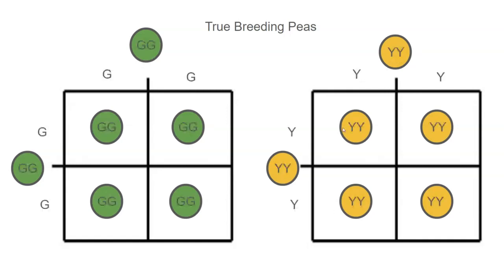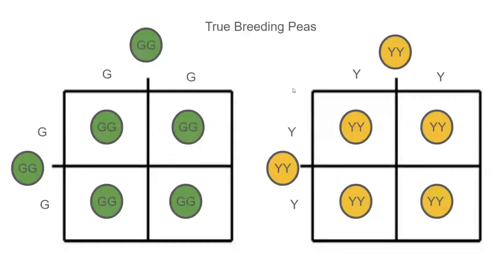This led him to create these kinds of charts or Punnett squares, where he could safely assume that one gamete donated had the green allele and the other gamete that was donated also had the green allele. Same thing with yellow. The yellow allele was inherited, one from the female donor and one from the male donor.